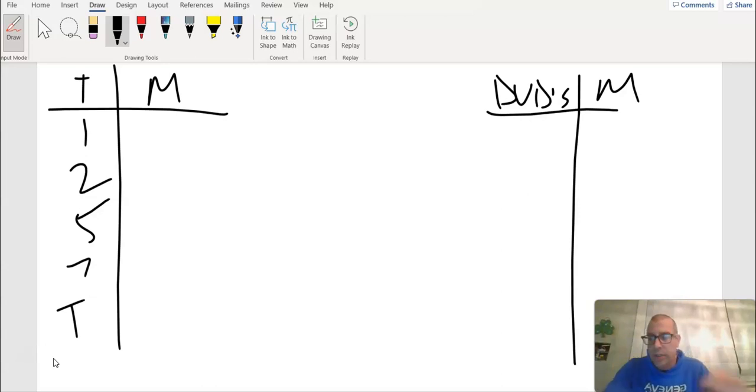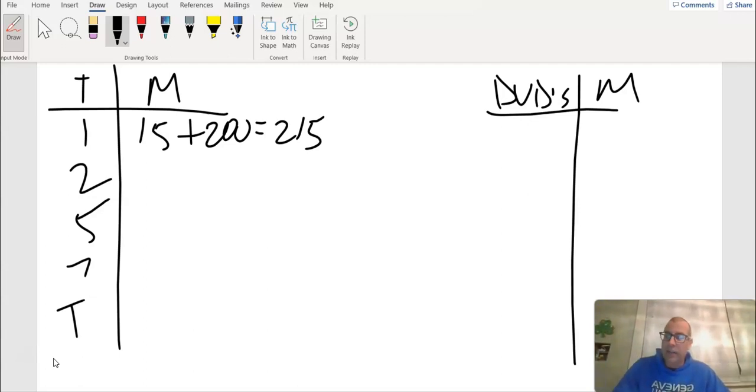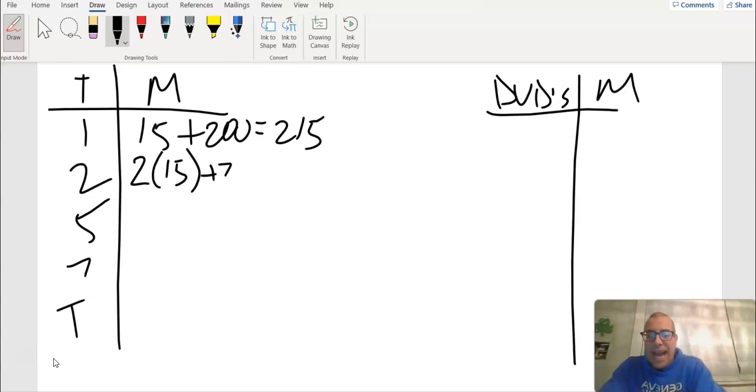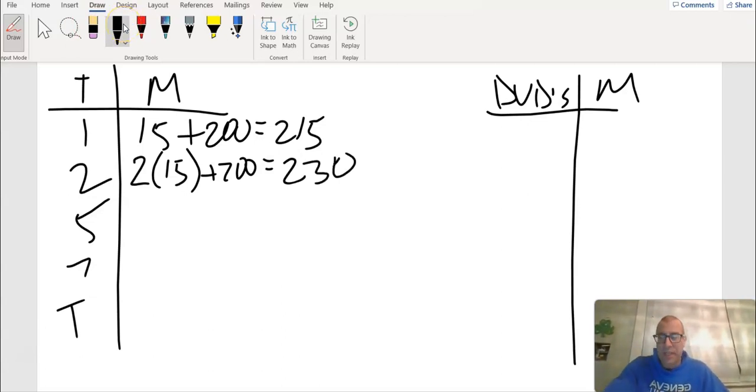If you sell 1 shirt, you get $15 for the 1 shirt. But remember, you're also getting paid $200, so you should have $215. The big thing here is you just can't repeat addition because of the situation here. If you sold 2 shirts, well, it's 15 for one of them, so we're going to multiply 2 times the 15 and then add on the 200. We're going to have ourselves a grand total of $230. $30 coming from the shirts plus the 200 we get paid.